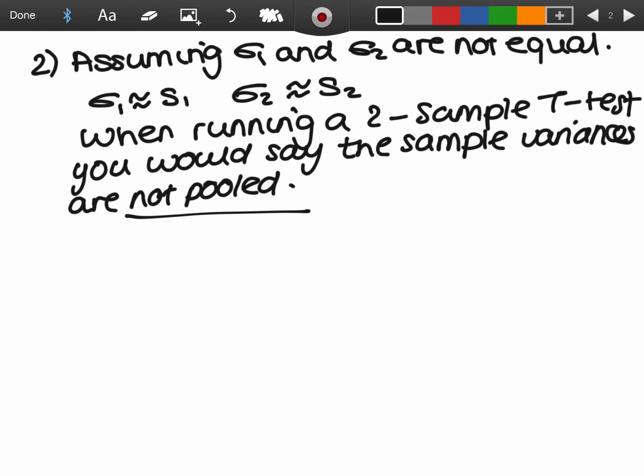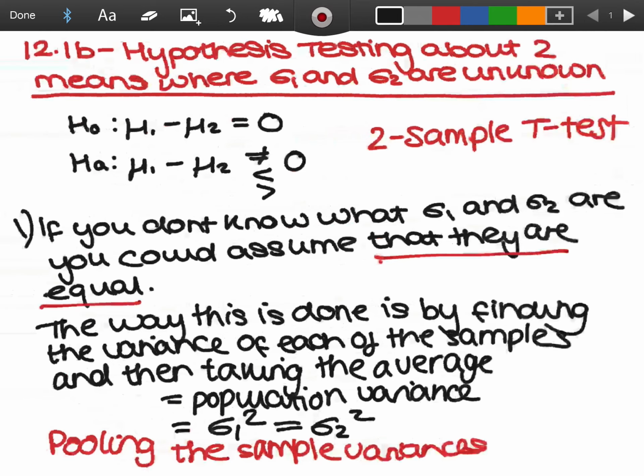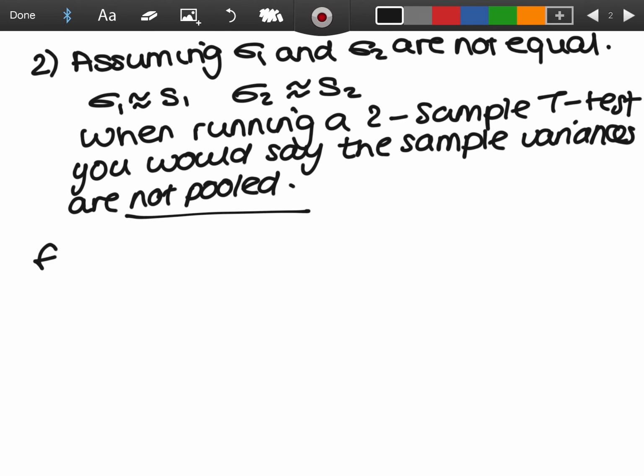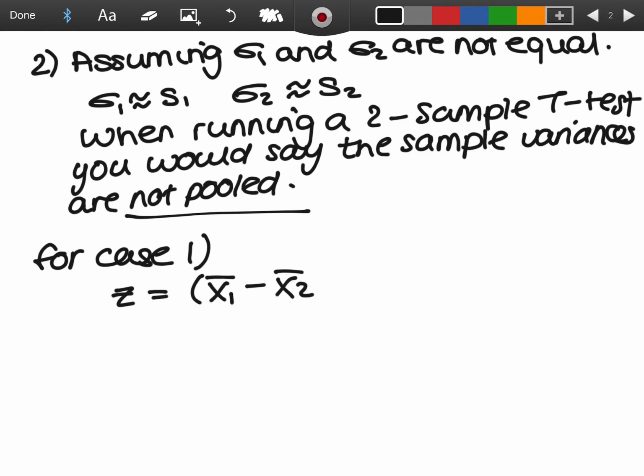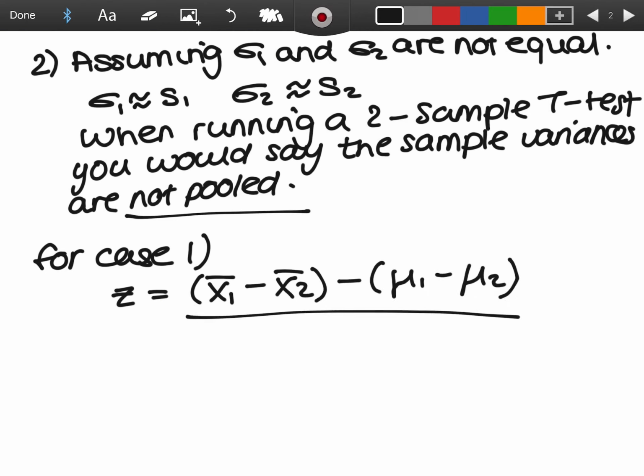When you do these type of problems, in both cases, the test statistic is very much the same. There's one slight difference. In this case that you have here, so for case 1, again, the calculator will find this test statistic for you. You do not have to do this by hand. For case 1, your test statistic looks very similar to what we did in 12.1a. It's going to look like this.